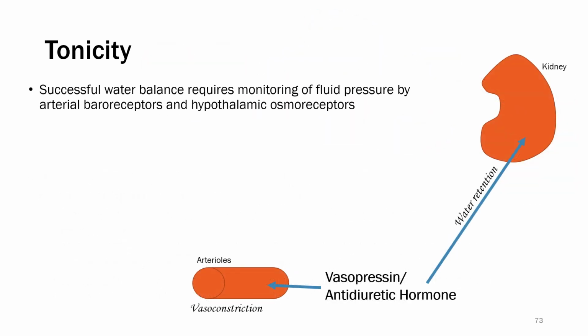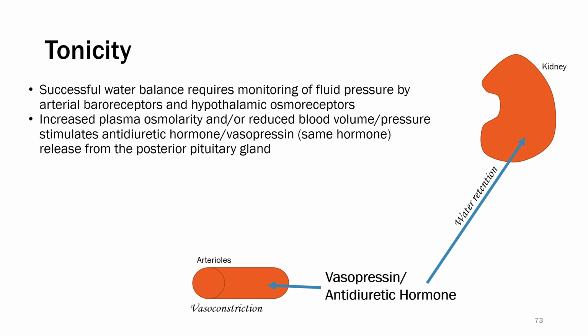Successful water balance requires monitoring of the fluid pressure by arterial baroreceptors and hypothalamic osmoreceptors. Increased plasma osmolarity and/or reduced blood volume or pressure stimulates antidiuretic hormone or vasopressin. Those are the same hormone. Vasopressin and antidiuretic hormone are the same hormone released from the posterior pituitary.